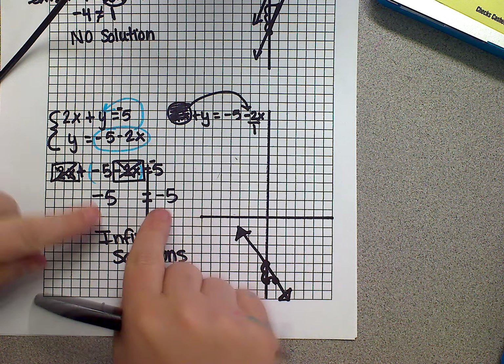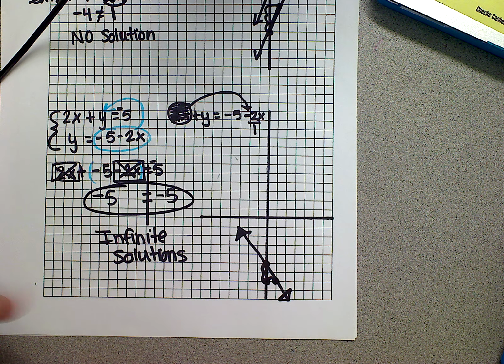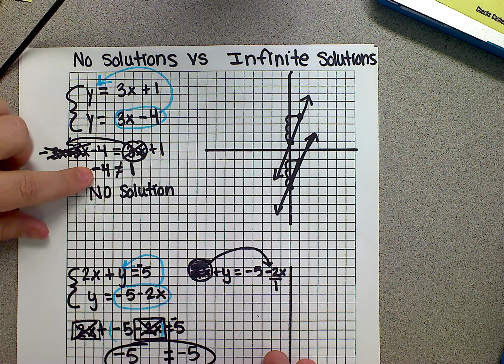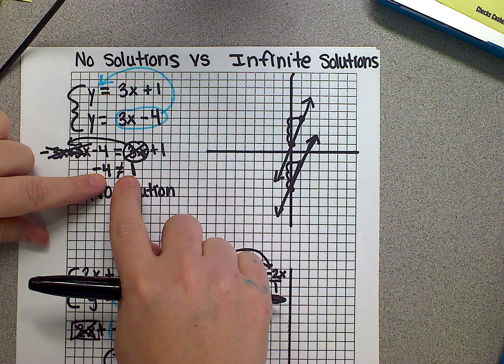But if you come across one where the two numbers at the end are exactly the same, then that's infinite solution. And again, if you come across a problem where the two numbers are not equal, then that's no solution.